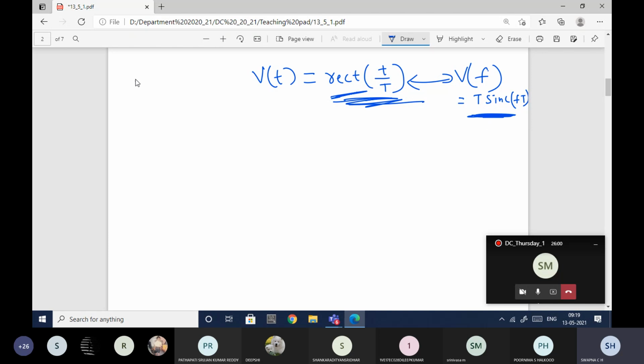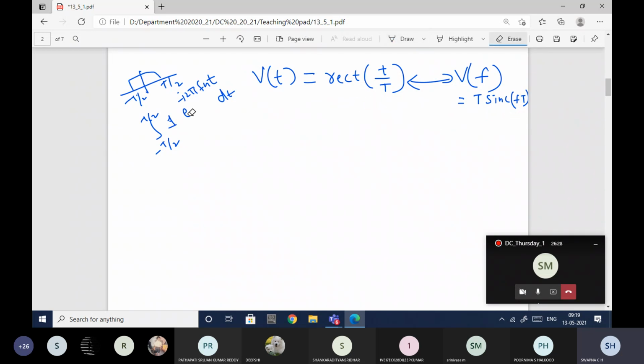Calculating it means you take this function and integrate from minus T by 2 to T by 2, with the value 1 times e power minus j 2 pi f t dt. Using this, you'll get T sinc(fT). Sinc is nothing but sin(pi t) by pi t. So you can either derive it or write it directly.